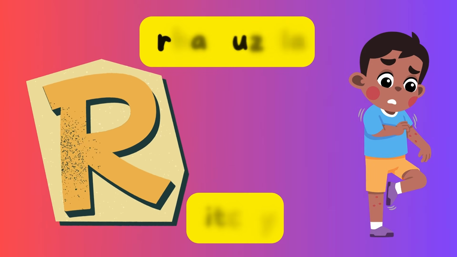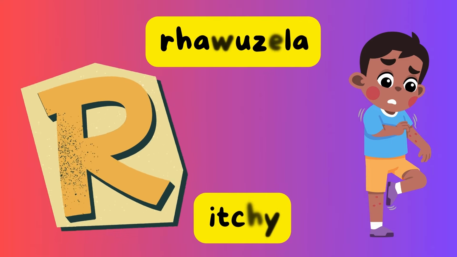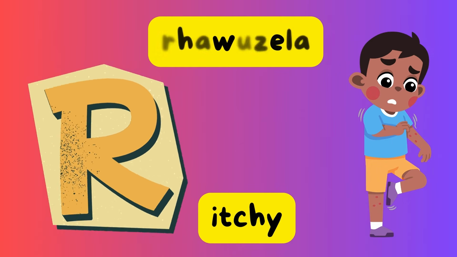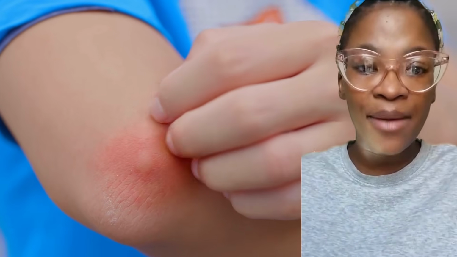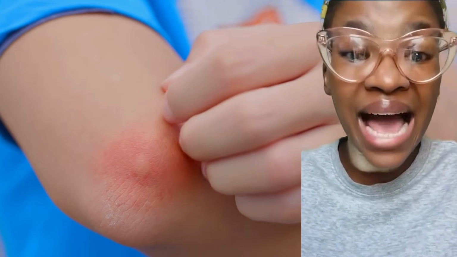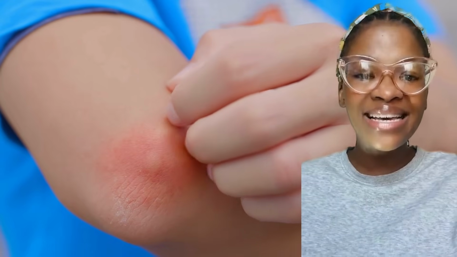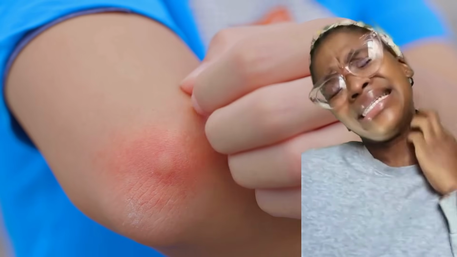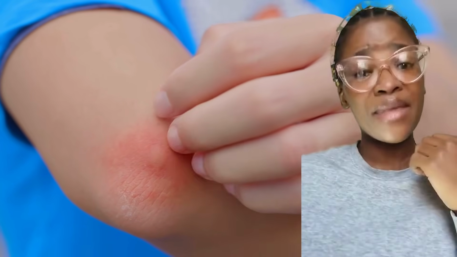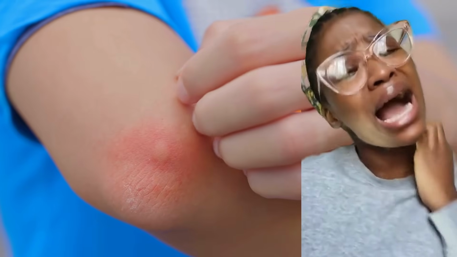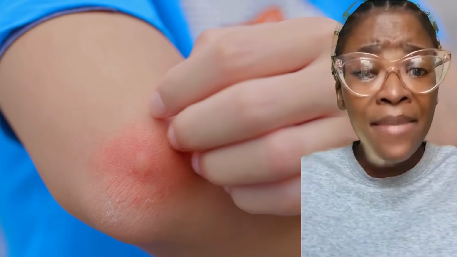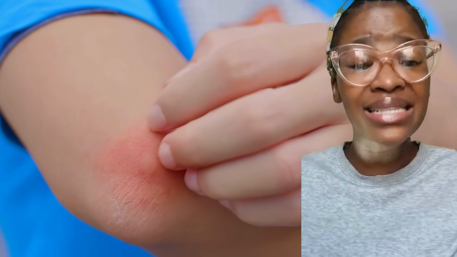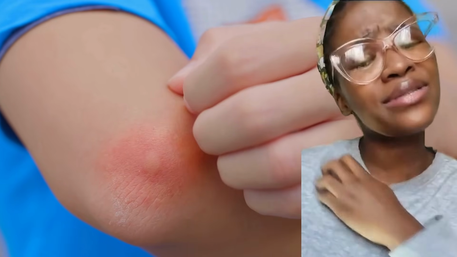R is for Gauzela. Gauzela is itchy. Mama, diyakhawuzela. Mama, I'm itchy. Mama, I'm itchy is Mama, diyakhawuzela.